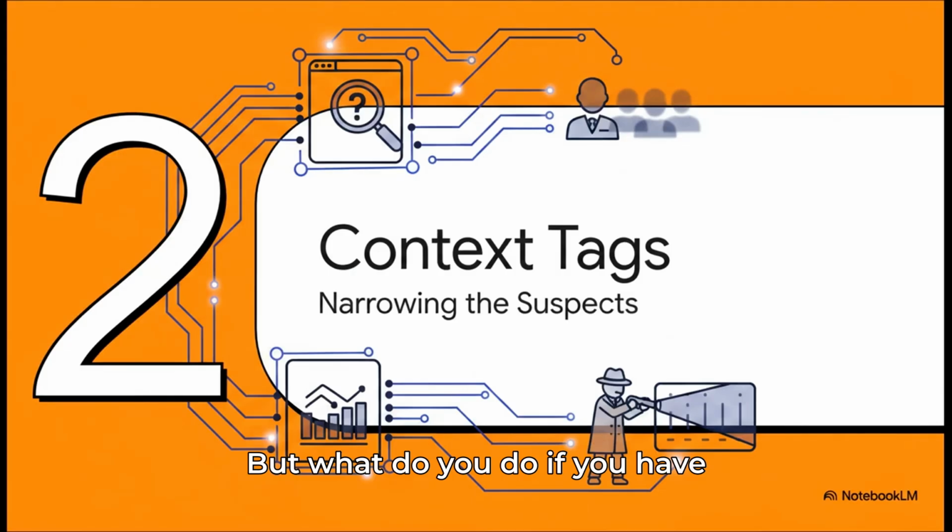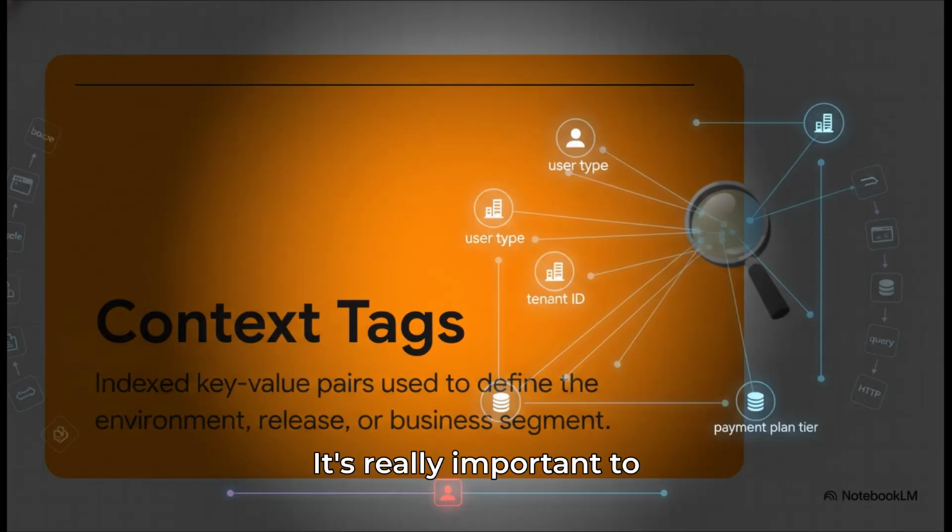But what do you do if you have thousands of errors coming in at once? That brings us to Section 2. Filtering with context tags, narrowing the suspects. It's really important to understand the difference between unstructured data, like just a standard log message, and structured data. Context tags are indexed and searchable key value pairs. And because they're indexed, they become your primary mechanism for filtering and grouping issues in the UI.